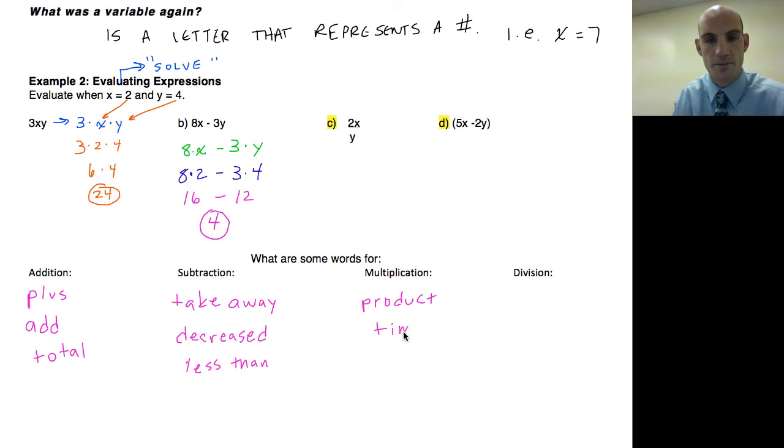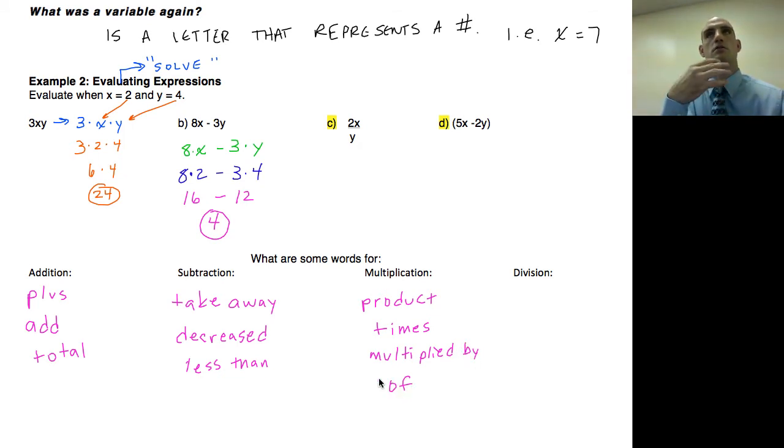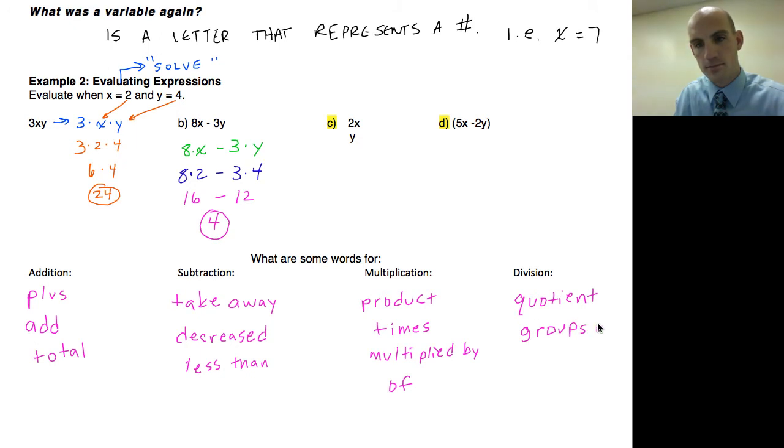What about multiplication? Well, some words for multiplication could be like product or times, or we could say multiplied by, or the word of, like 1/2 of a pizza would be 1/2 times the pizza. Division. Some words would be like quotient or like groups of. Like 7 groups of 6, that would be divided by.